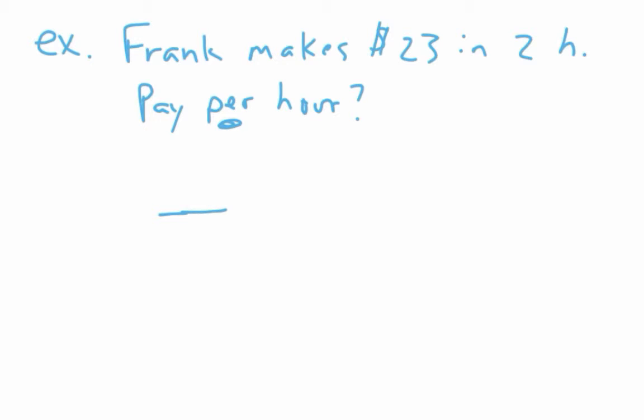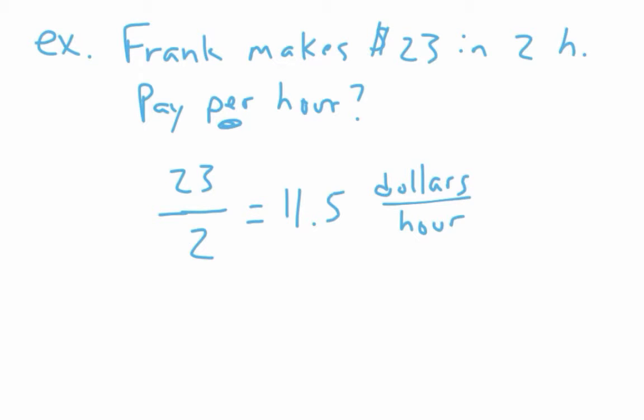And the pay is 23. The number of hours is 2. And then punch that in, we get 11.5. So he gets $11.5 per hour. So where Butch made 9.5, our friend Frank here makes 11.5.